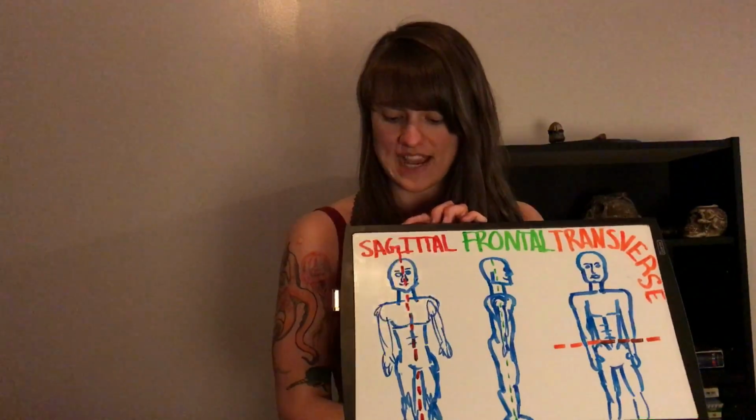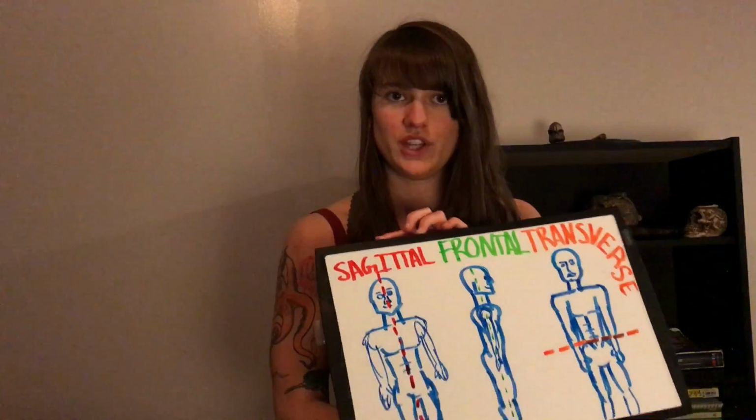So today we're going to go over the 3 planes of motion. Now, I drew you a picture so you know what I'm talking about. So the sagittal plane, the first one right here, cuts you straight down the middle into 2 halves. So this divides you in half from left and right.